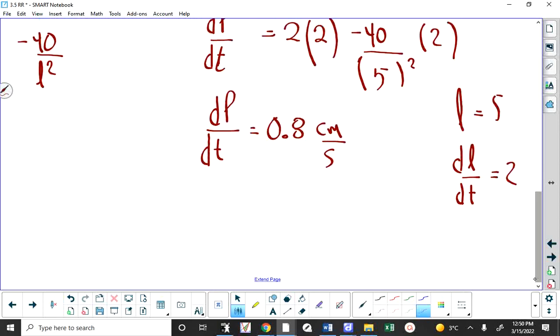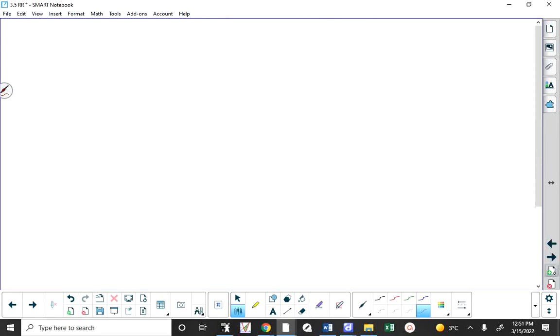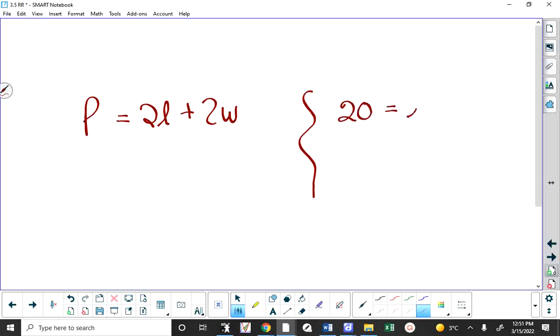Okay. Now, I do want to show you a different way to do this. And I like this method, and I will tell you right now that this method will be a real time saver for some related rates problems. So I'm going to go back to this statement that P equals 2L plus 2W. And I'm also going to put 20 equals LW.